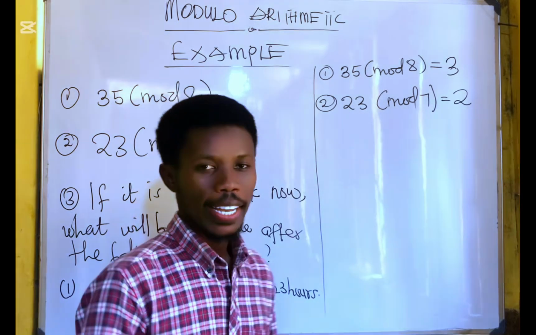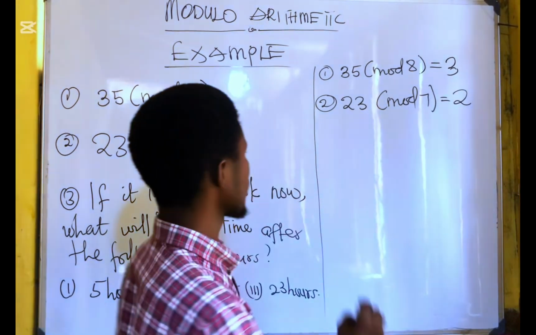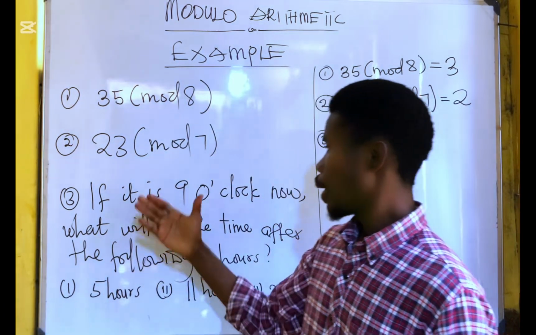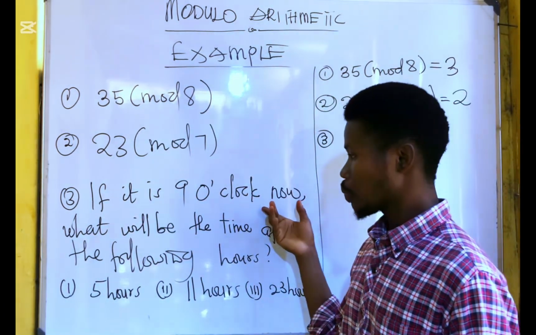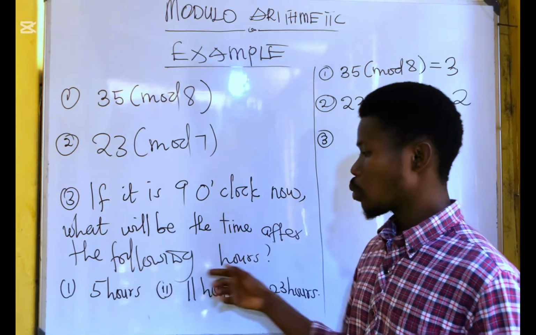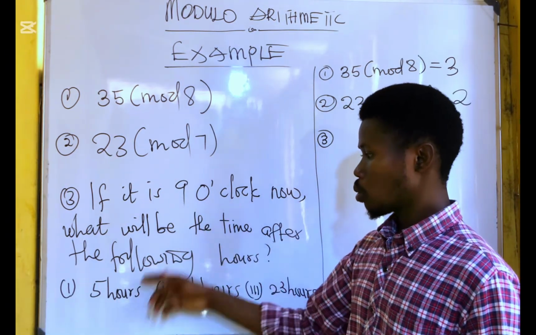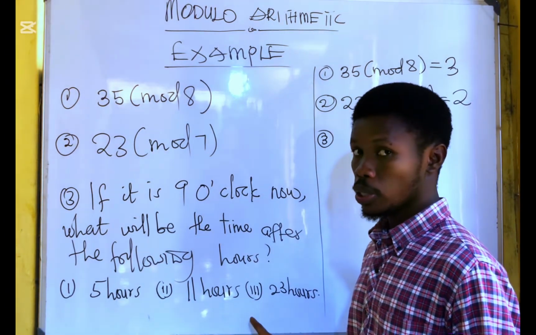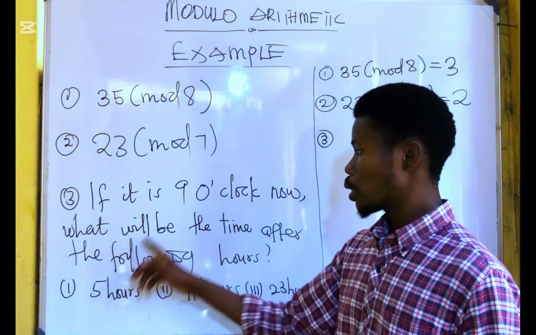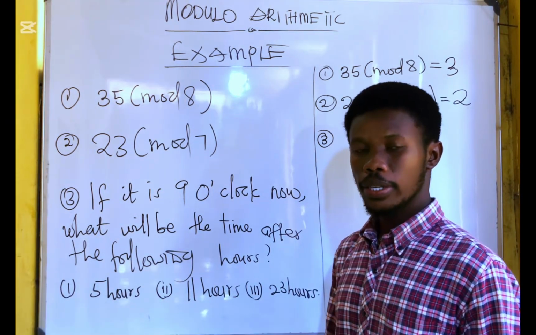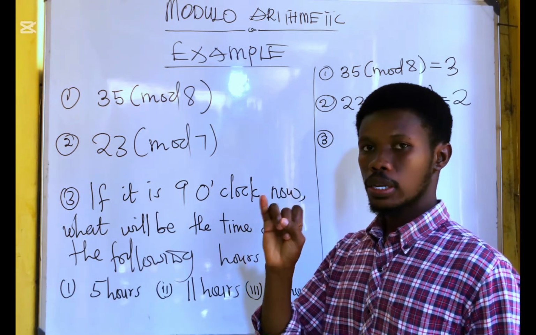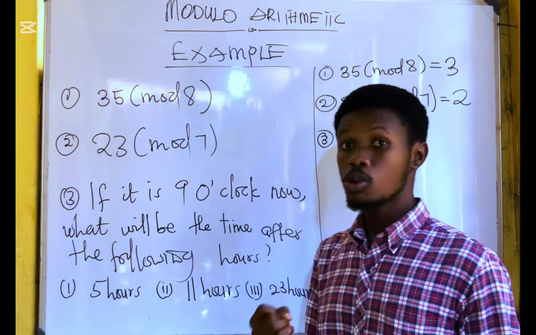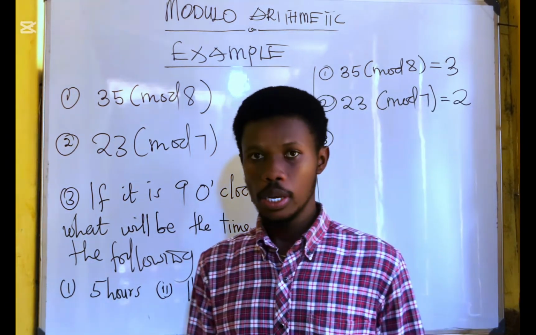So now let's look at example number 3. For example 3, if it is 9 o'clock now, what will be the time after the following hours? So let's say if it is 9 o'clock now, what will be the time after 5 hours? After 11 hours, after 23 hours. So after 5 hours, you can easily do it. So 9, 10, 11, 12, 13, 14. So which is in mod 12, that will be what? 2 hours, which you already know, that every 14 means 2 hours in terms of time.